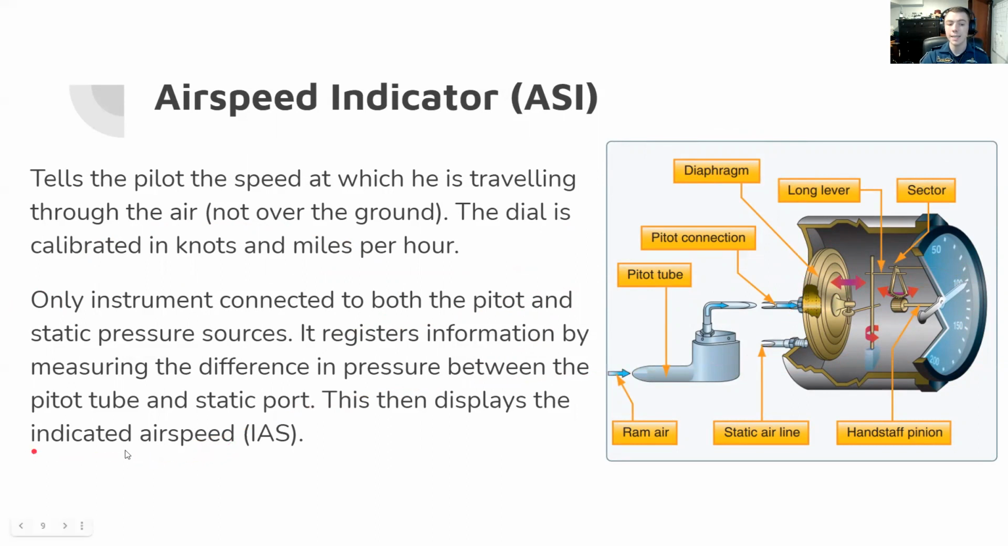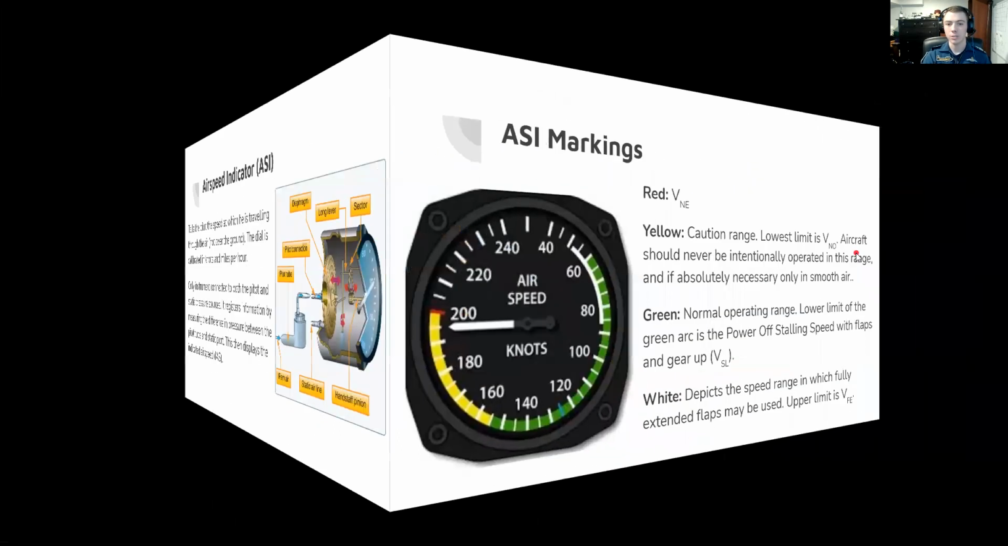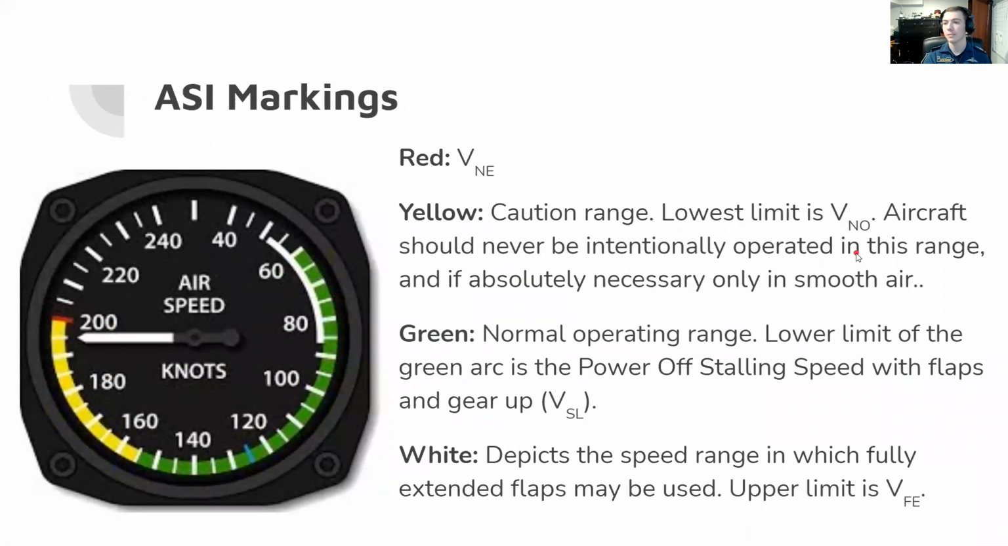So this is going to show the indicated airspeed. That's important. The indicated airspeed is the airspeed that gets indicated on here. It's what you read off, and you need to make corrections to it in order to get it changed into your actual airspeed or your ground speed as necessary in flight.